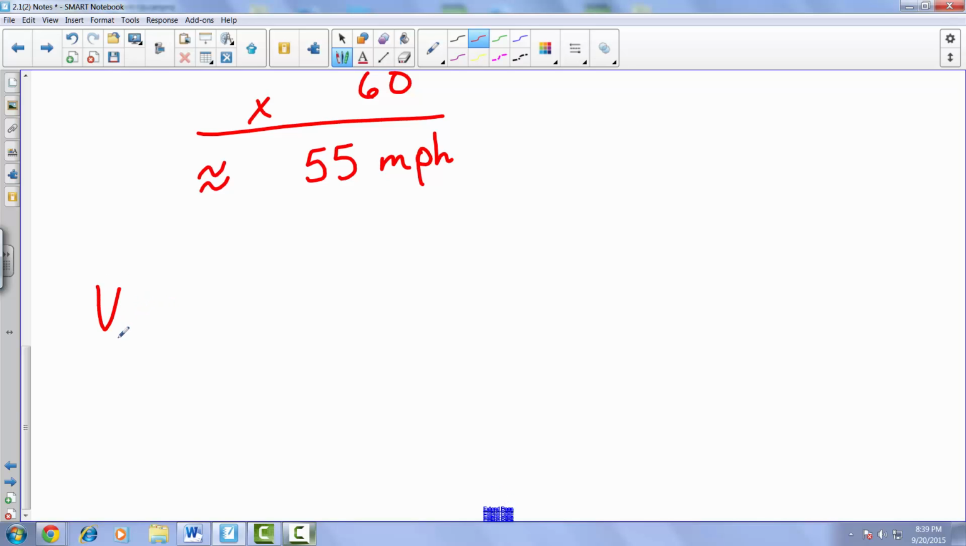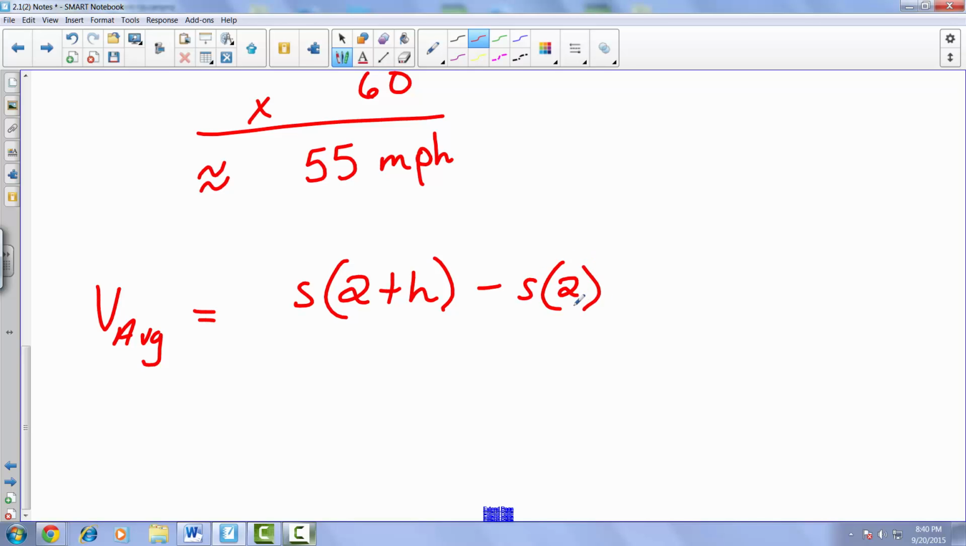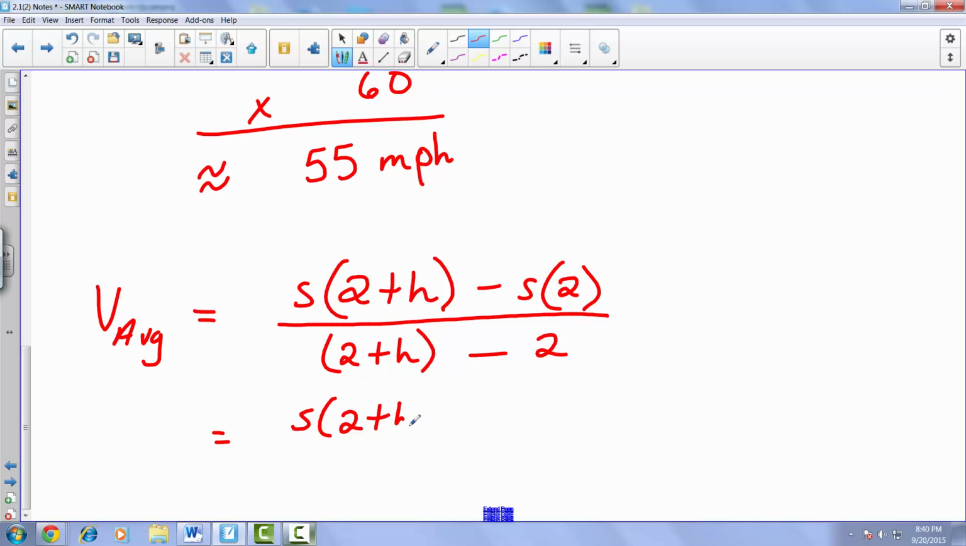But to find our average, so our v average, is going to come out to be the position of our particle or car when we have that time 2 minutes, plus some distance away from time 2 minutes, minus our position when we throw in our target point of 2 minutes, all over our other point's x value or time value, 2 plus h, in other words, whatever distance we are to the right of 2 minutes, minus our target 2 minutes.